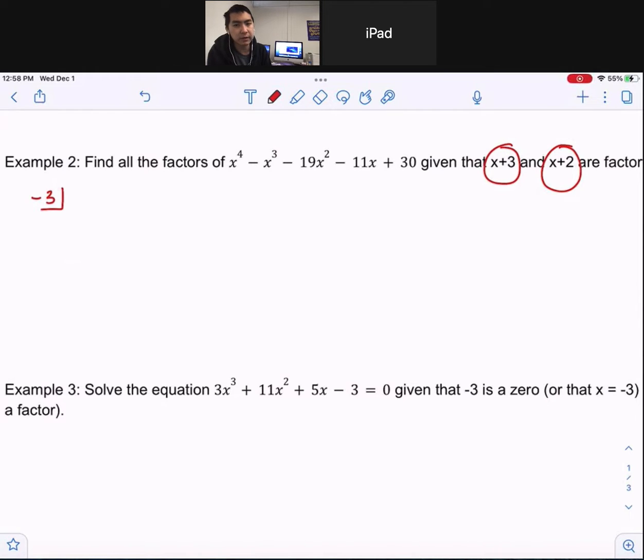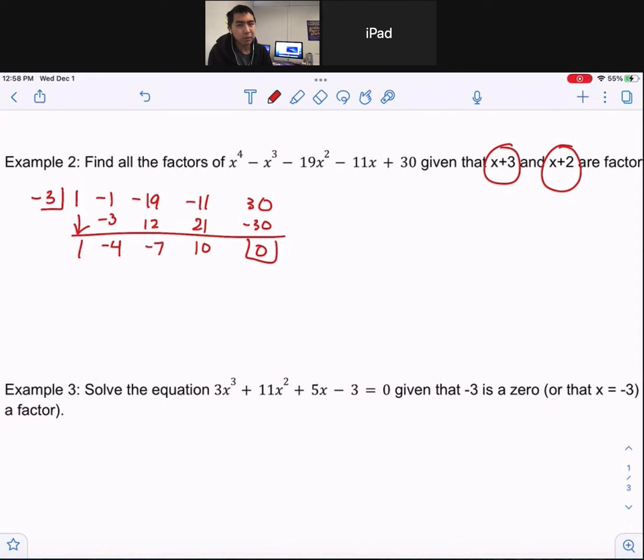So opposite of 3 is negative 3. Write down the coefficients of the polynomial: 1, negative 1, negative 19, negative 11, and 30. Drop the 1. 1 times negative 3 is negative 3. Add, negative 4. Negative 4 times negative 3 is 12. Add these, negative 7. Negative 7 times negative 3 is 21. Add those, you get 10. 10 times negative 3 is negative 30. Add, you get 0.